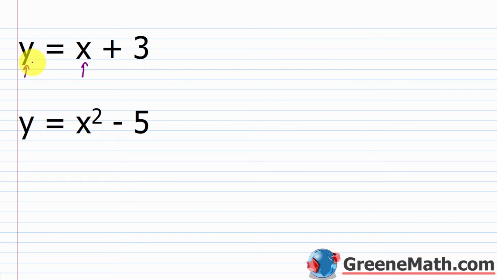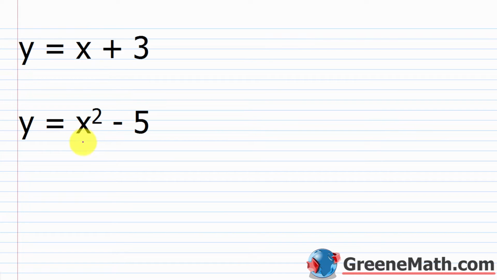So as an example, let's say I plug in a 5 for x. 5 plus 3 would give me 8, so my output for y is 8. As I change the value of x, I'm going to change the value of y. So y depends on my input for x. So again, x is the independent variable, y is the dependent variable.